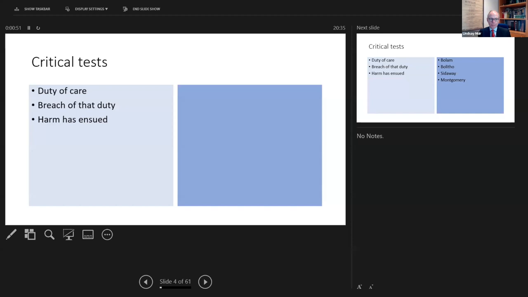I thought it might be helpful. I know you know all this, so I'm going to run through it quite quickly, but it might be helpful just to remind ourselves of some of the critical tests in medical negligence. Firstly, there has to be a duty of care. Normally there's going to be a duty of care, because by the time they pitch up in your clinic, you owe them a duty of care.